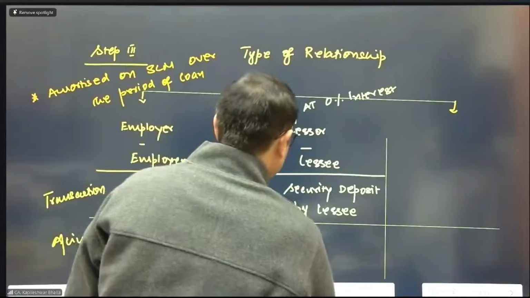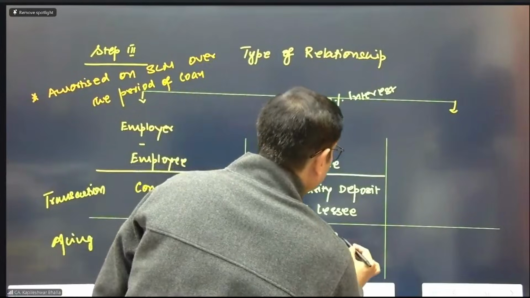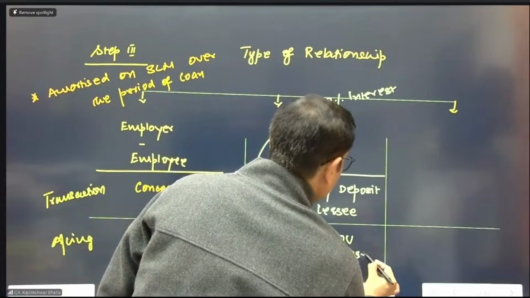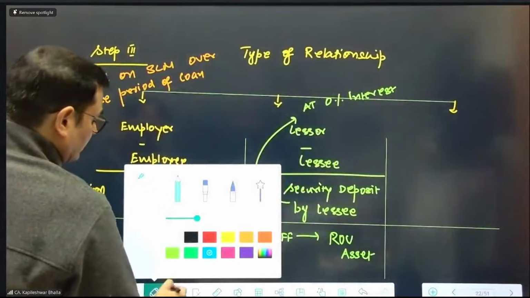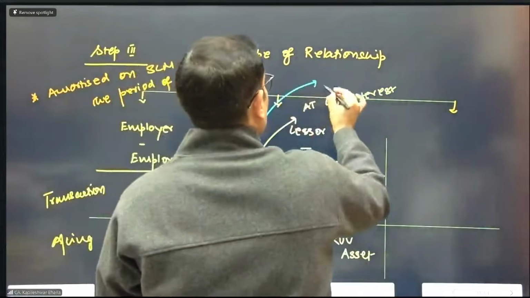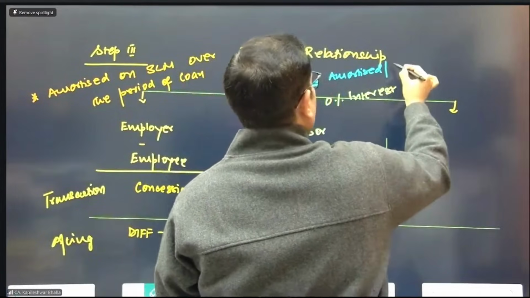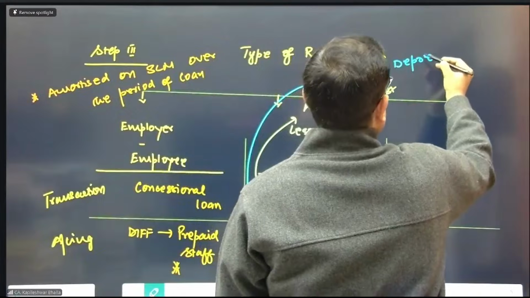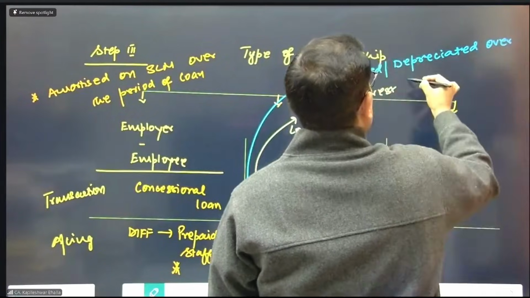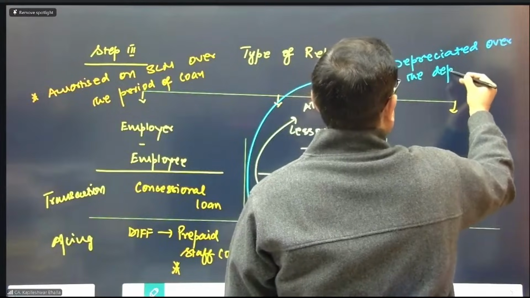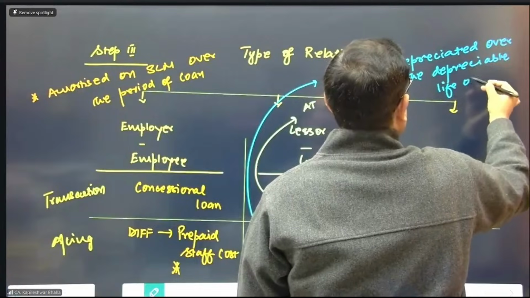So what do you do with the difference between the transaction price and the fair value? This difference is going to be treated as ROU asset. We're going to put this difference in the ROU asset. And what will you do with this ROU asset? It is going to be amortized, or we can say depreciated, over the depreciable life of the ROU asset.